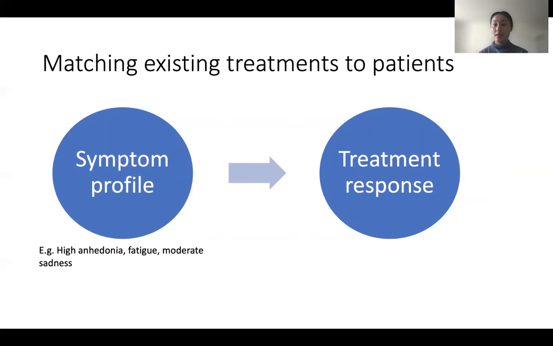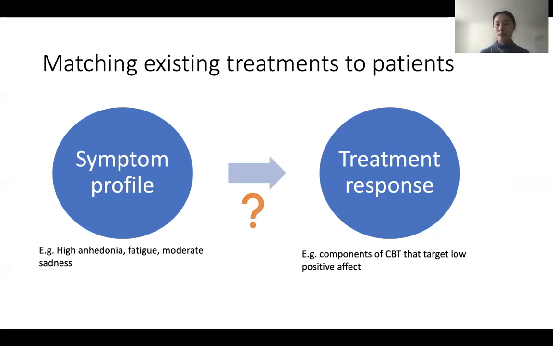For example, let's say a patient exhibits a constellation of symptoms, including high anhedonia, which means having very low motivation, and physical fatigue, but moderate sadness. Research has shown that if you match this type of patient to components of cognitive behavioral therapy that specifically target low positive affect as opposed to, say, high negative affect, then treatment efficacy is actually higher.